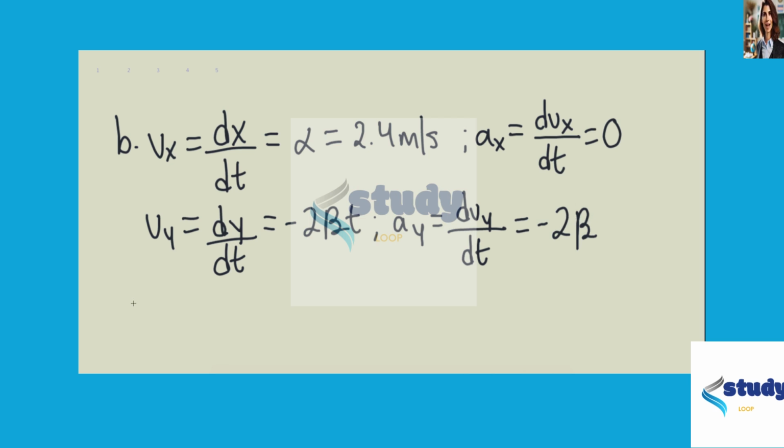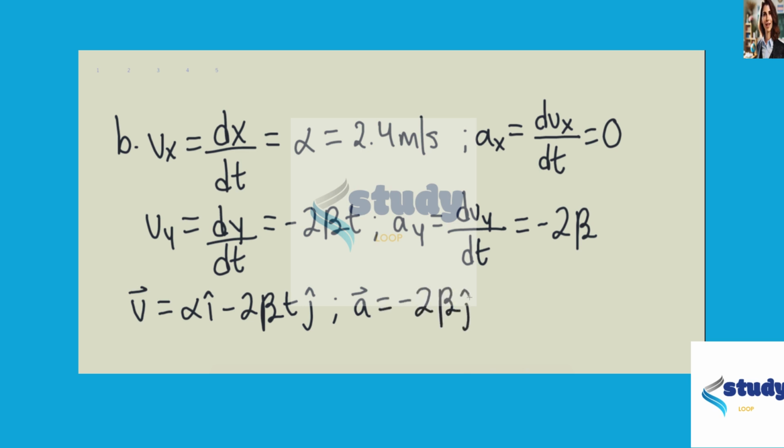So we have that the velocity vector would be equal to alpha i hat minus 2 times beta t multiplied by j hat. And for the acceleration vector, we simply have -2 times beta j hat. And so these would be your two answers for part B.